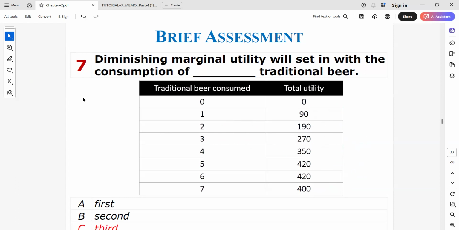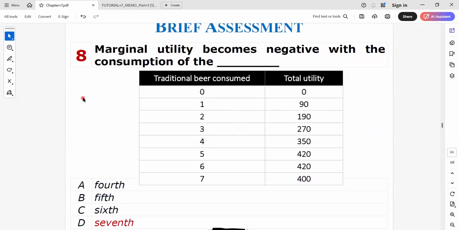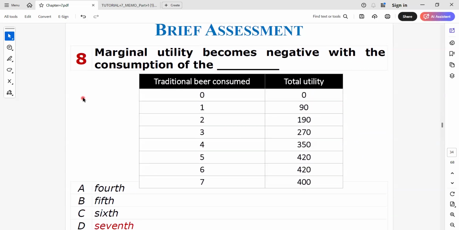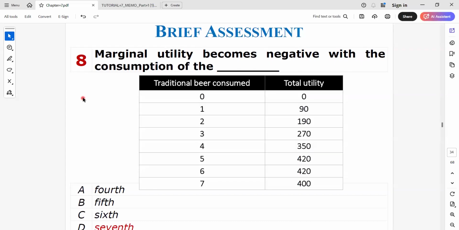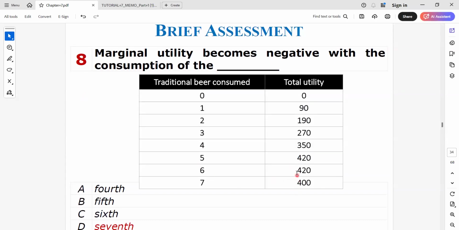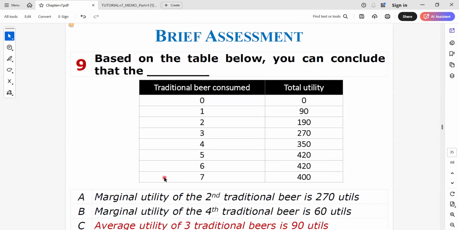So let's continue. More questions. Okay, they're saying here, marginal utility becomes negative with the consumption of the, let me just calculate this. Oh yes, we did calculate here. We found 400 minus 420, it's negative 20. So with the 7th beer, your marginal utility becomes negative. If you say 400 minus 420, you get negative 20. So that is why they chose D here.